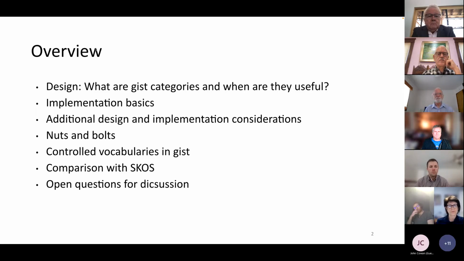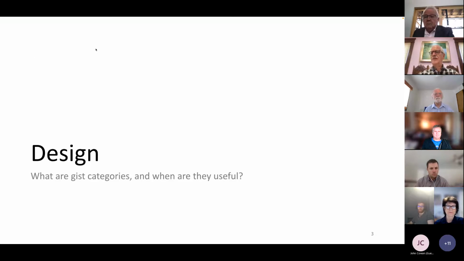So this is just the overview of the entire 2 parts. We talked about categories and when to use them, basics of implementation, some other design and implementation considerations, nuts and bolts in terms of files and namespaces. And we looked at how to define controlled vocabularies and taxonomies in GIST, and that's where we left off. So today we're going to talk about how the GIST approach to categories compares with SKOS and some of these open questions for discussion.